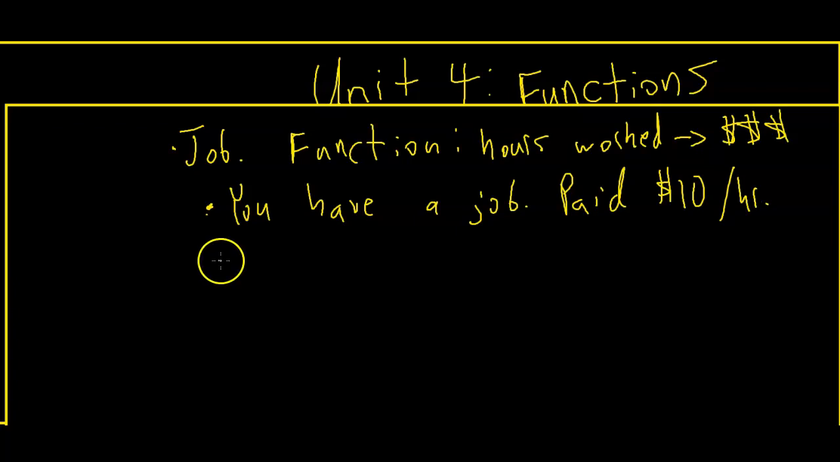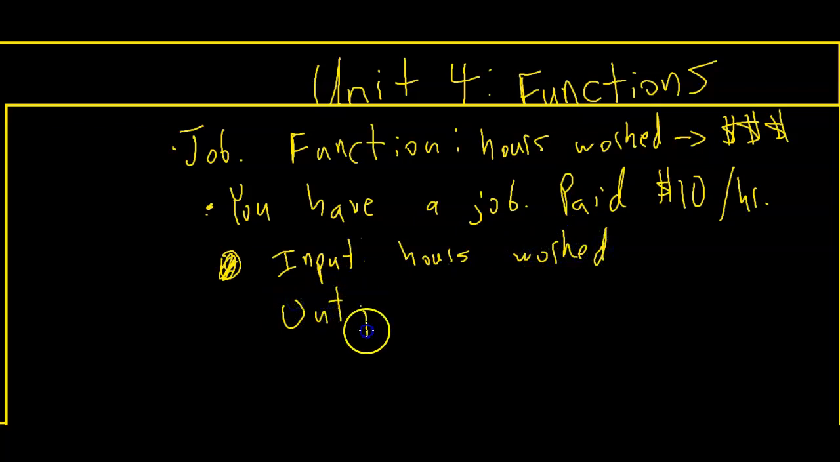So what would be the input of this function? The input here would be hours worked. The output would be the money in your check.